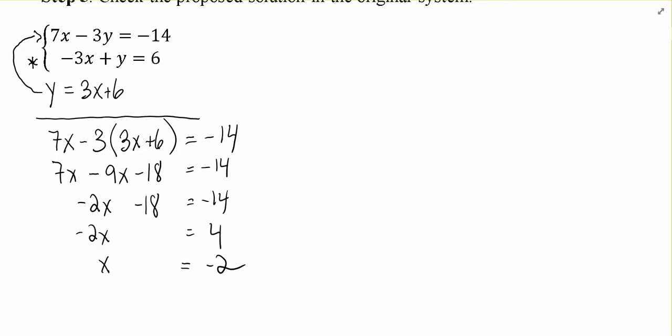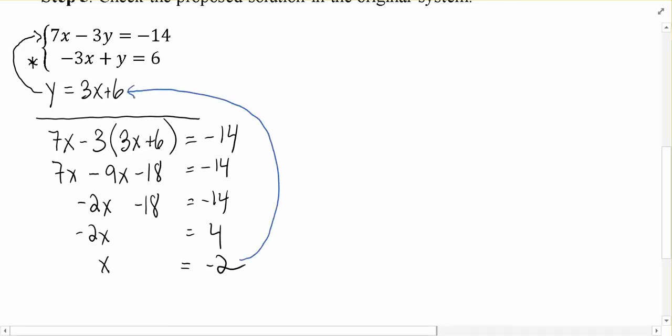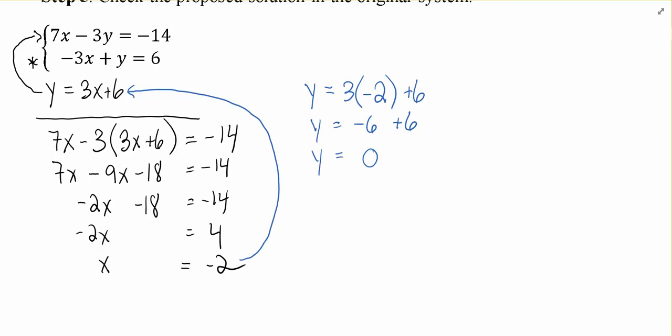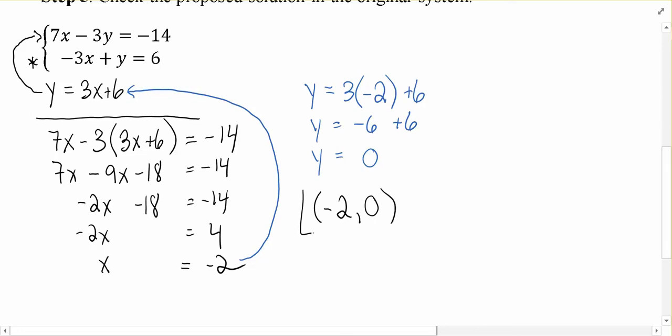Once I have my answer for x, I'm going to plug that answer back into one of the other equations in order to solve for y. Because then I have y equals 3 times, now instead of x, I have negative 2. 3 times negative 2 is negative 6, and negative 6 plus 6 is 0. I now have an ordered pair. I know that my solution has an x value of negative 2 and a y value of 0.